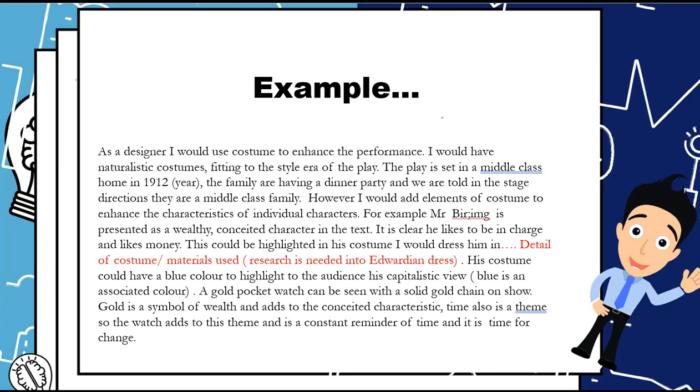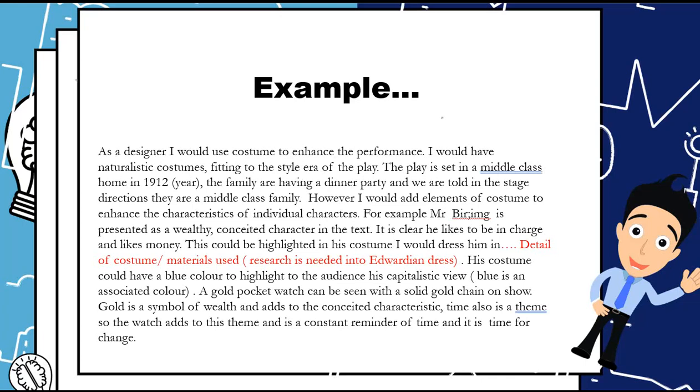But for extra marks, what were the suits called? What materials were the costumes? If you're talking about costume, what about the material? What about the colour? His costume could have a blue colour to highlight to the audience his capitalistic views. Blue is an associated colour. A gold pocket watch can be seen with a solid gold chain on show. Gold is a symbol of wealth and adds to the conceited characteristic. Time is also a theme, so the watch adds to this theme and is a constant reminder of time, and it is time for change.